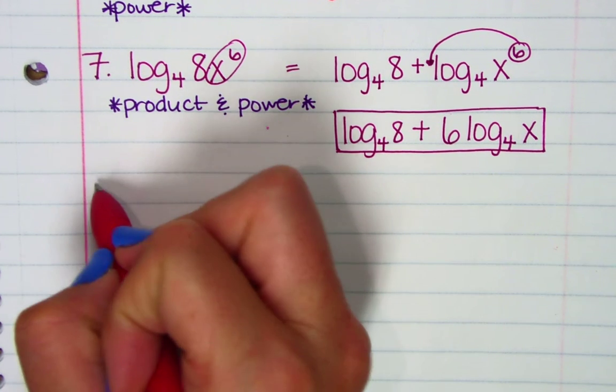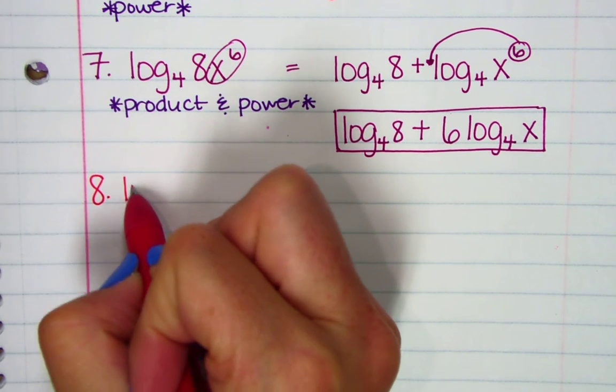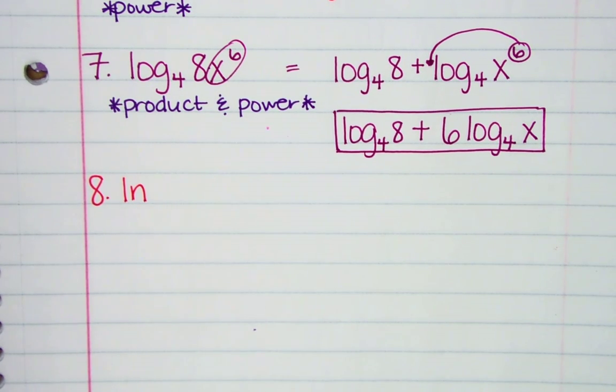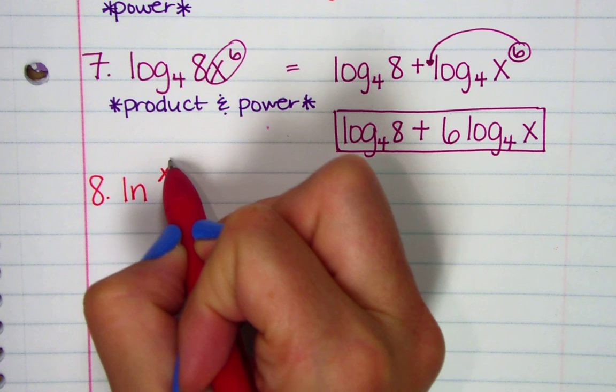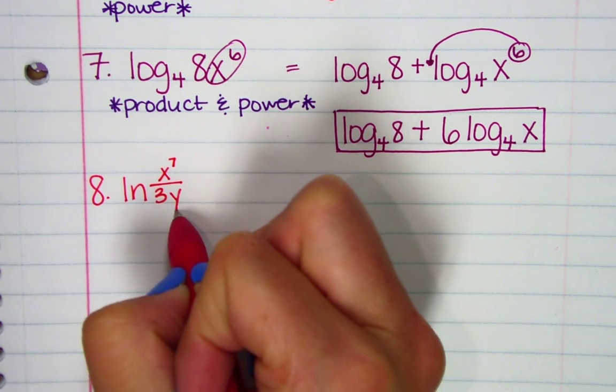All right, we're to our final one. Number 8. We're going to use natural log. Natural log of x to the 7th power over 3y.